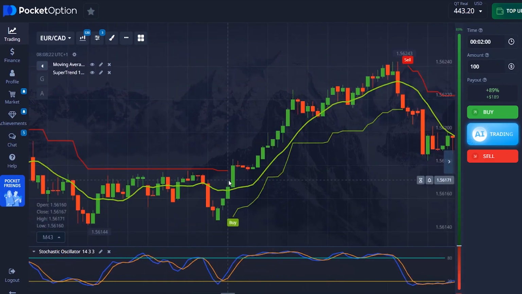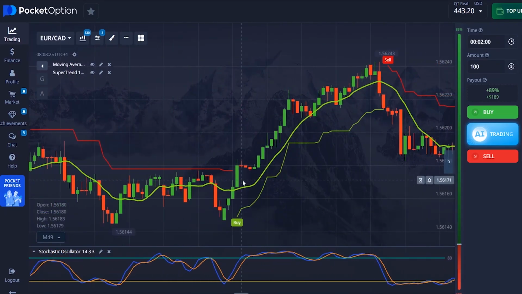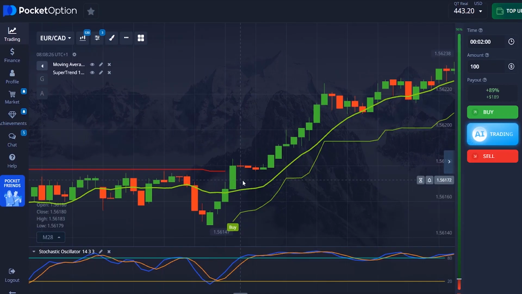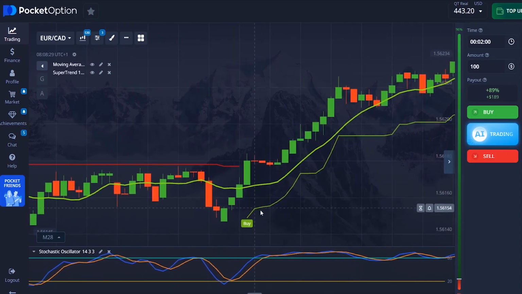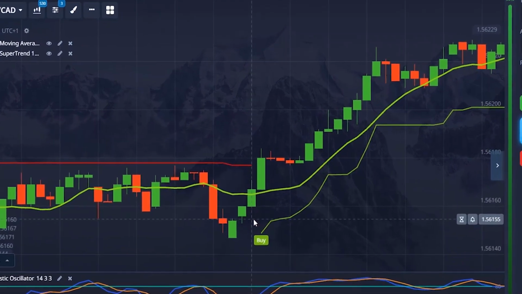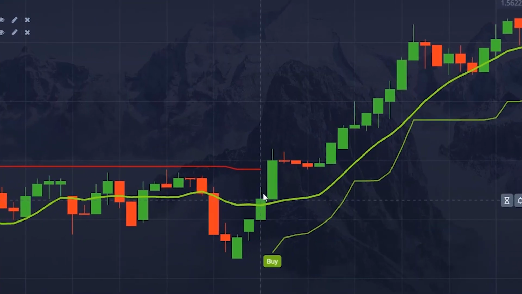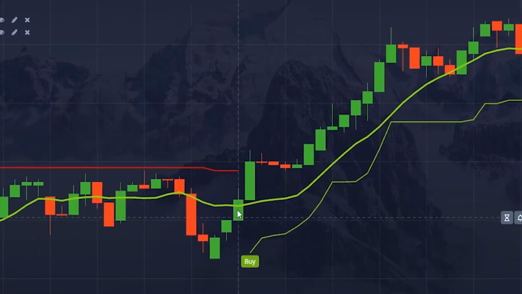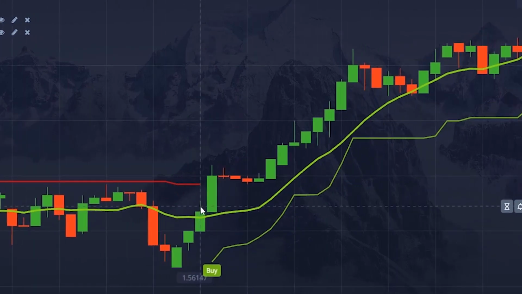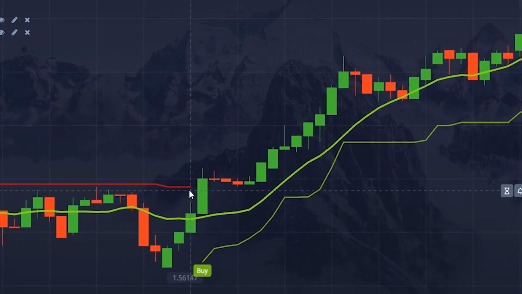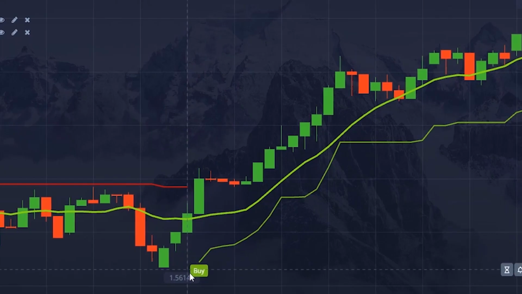This strategy is a very simple one, as I've said, and this is how it works. In the case of a buy trade, what you need to put into consideration is the consistency of your candlesticks. That is to say, you must be able to see a consistency of candlesticks lining up above the moving average line. Immediately you see your candlesticks above the moving average line, the next thing you need to see is your Supertrend indicator.